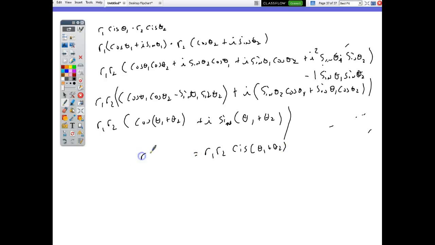So, R cis theta 1 times R cis theta 2 is equal to R1 R2 cis of theta 1 plus theta 2. Nice.